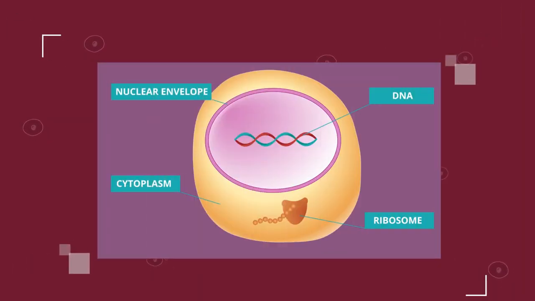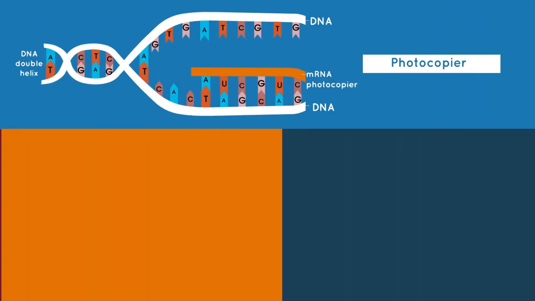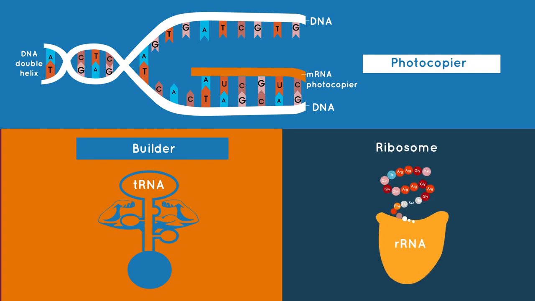We will see these two special types of RNA, messenger RNA, which is known as mRNA, and transfer RNA, which is known as tRNA. We will see the mRNA being synthesized inside the nucleus, copied from the DNA code. The tRNA is found in the cytoplasm.